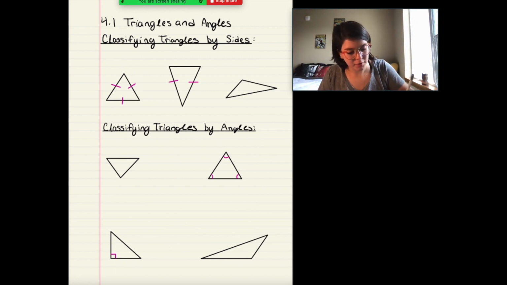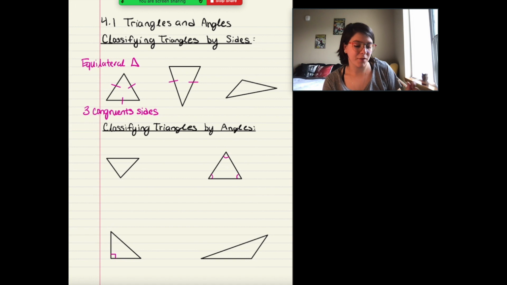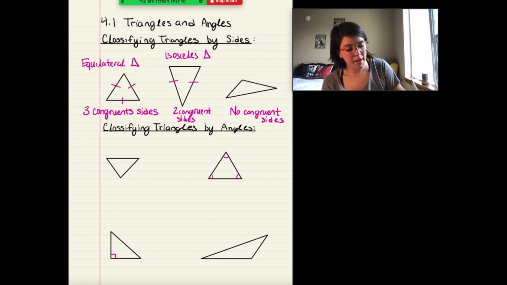So in this first triangle, what you can notice is that we have 3 congruent sides. That's what those little lines mean. So all their sides are equivalent. So when we have exactly 3 congruent sides, that means we have an equilateral triangle. In the second triangle, we have 2 congruent sides. And that means we have an isosceles triangle. Finally, our last triangle, we don't have any congruent sides. And so for these triangles, we call them scalene.